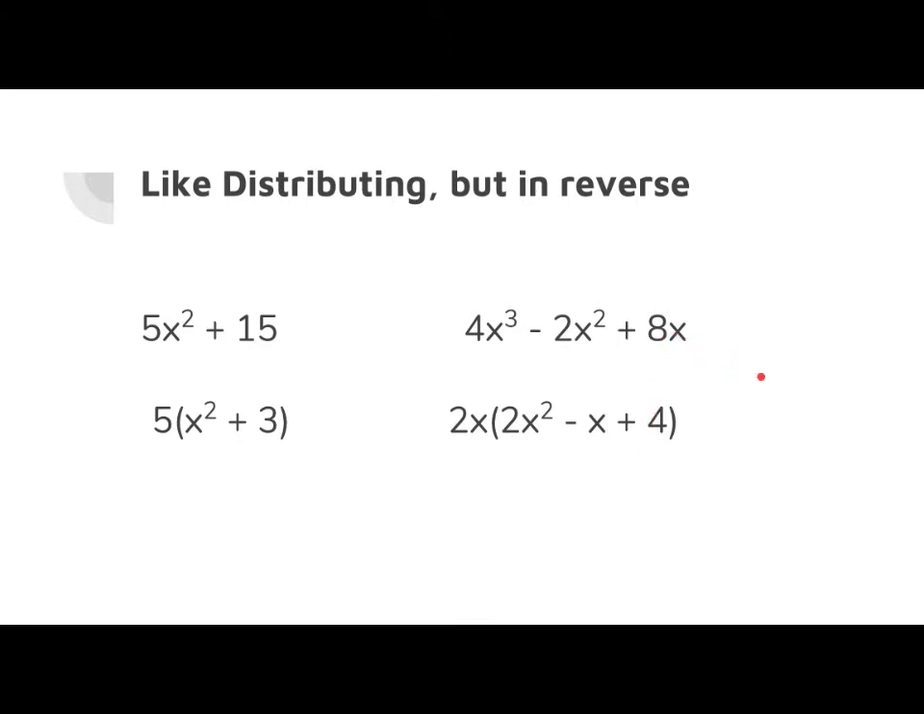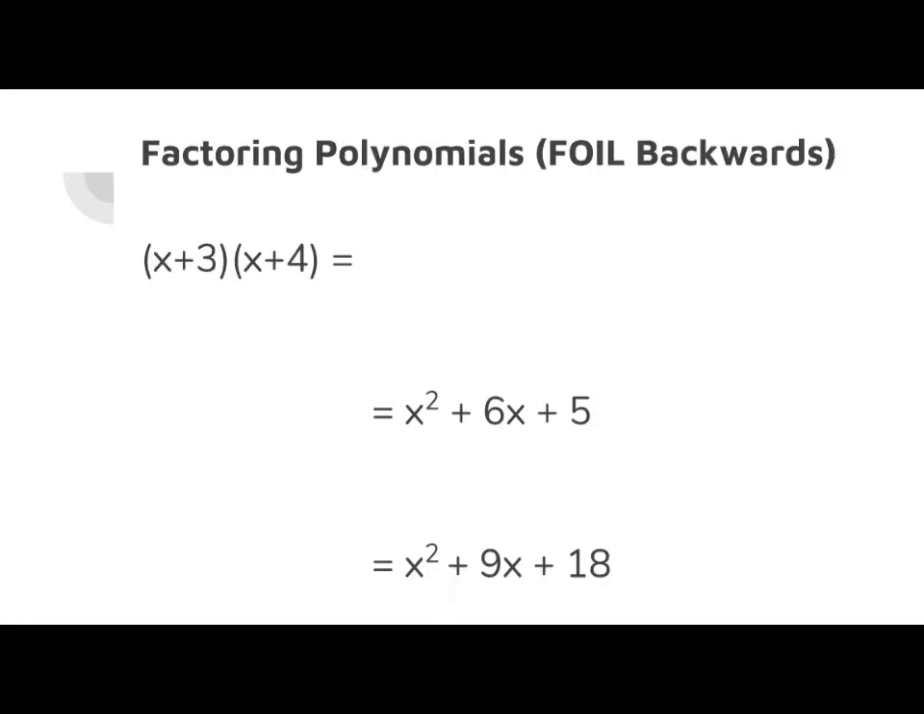So that's factoring out the greatest common factor, and that's a start. That's one thing we want to look for right away: is there a greatest common factor we can just factor out first, and then go from there. Factoring polynomials then is kind of like FOIL, but again, backwards. So we're distributing again, just in reverse.